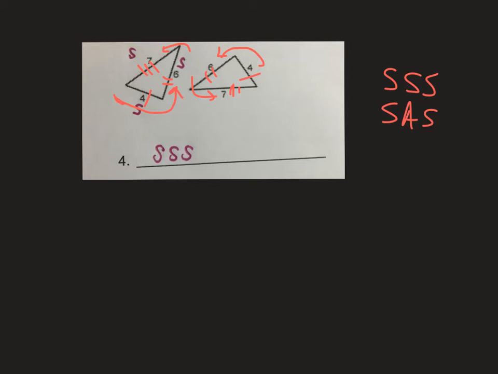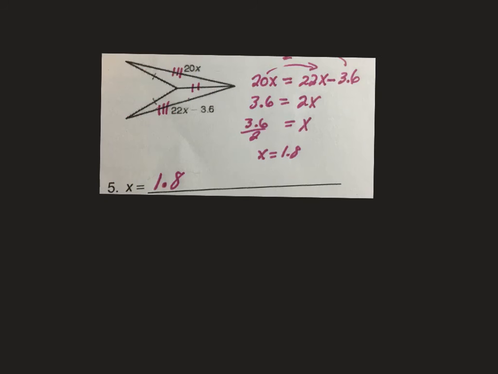And so we know that these triangles are congruent using side, side, side. All right, for problem 5, it tells us that they want to know what value of x would make these two triangles congruent.